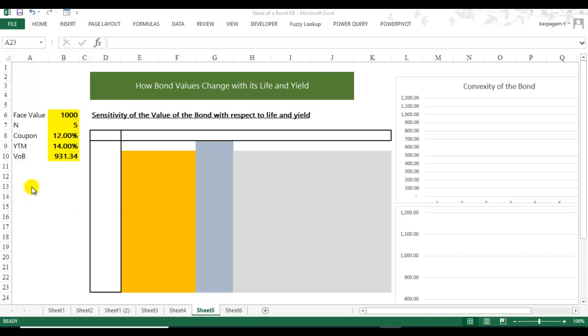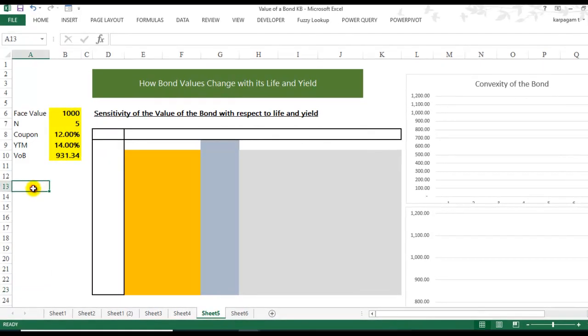Hello. In this video, I'm going to show you how sensitive the value of the bond is to changes in its life and its yield. Before we proceed, I want to discuss what yield to maturity is. Yield to maturity represents the returns earned by the bondholder when he buys the bond at the current market price and holds it till maturity.